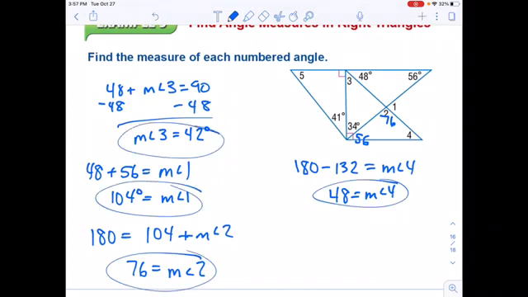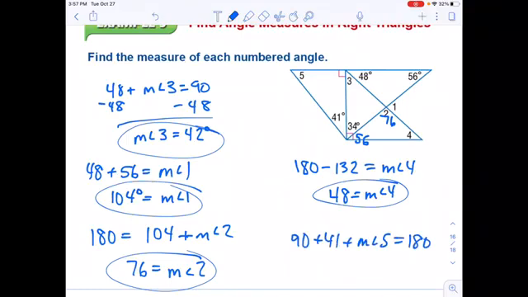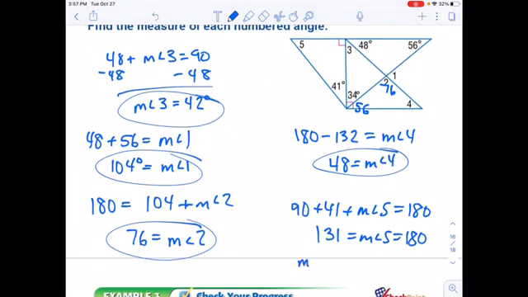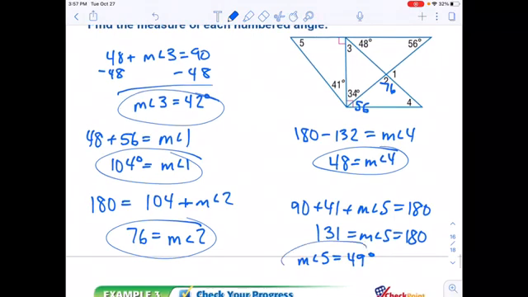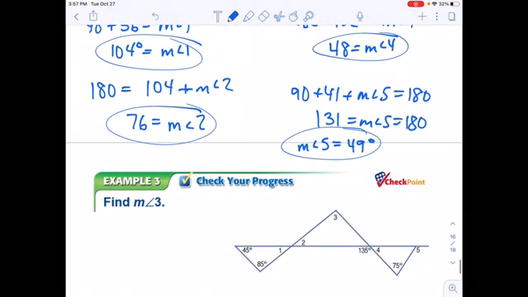And then one more, I believe, angle 5. Angle 5, I just take 90 plus 41 plus the measure of angle 5 and equal that to 180. So that's 131. Go ahead and subtract. So the measure of angle 5 is equal to 49 degrees. All right, so we went out of order, had to use an angle that wasn't actually marked. No big deal though. Hopefully we got that pretty easy.